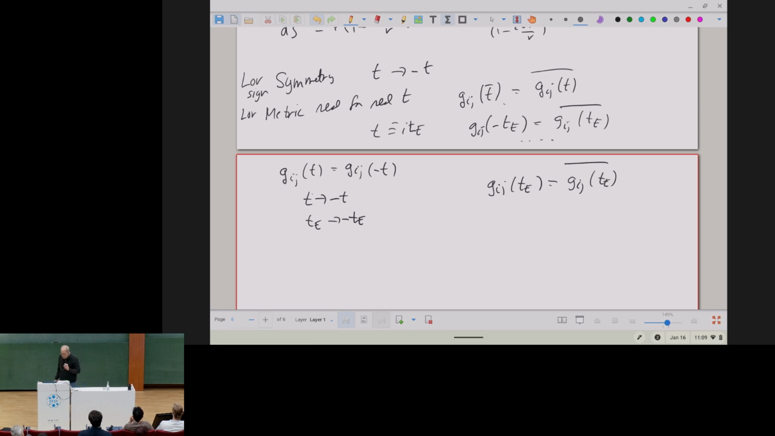And something similar is true in the reverse direction, and will be important later. If you start in Euclidean signature with a symmetry, such as Z2 symmetry under which tE is odd, it will enable you to continue to a Lorentz signature metric when tE is imaginary.